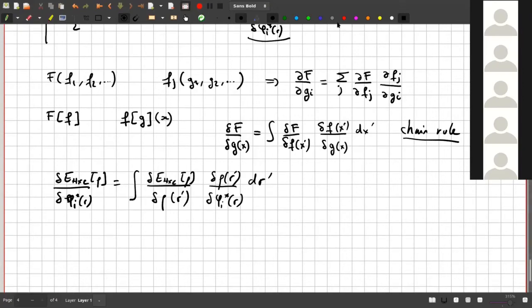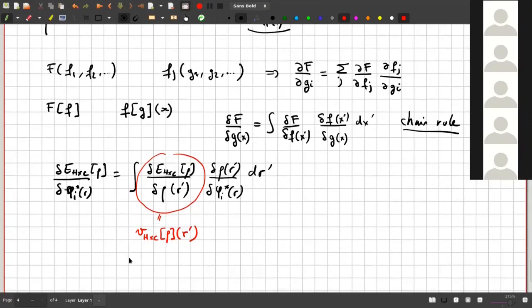This quantity is, by definition, called the Hartree exchange and correlation potential, and it is a functional of rho, and it is a function here of r prime. I can write it like this. Or simply, to simplify notation, I will not specify that it is a function of rho. I will just say that it's a function of r.